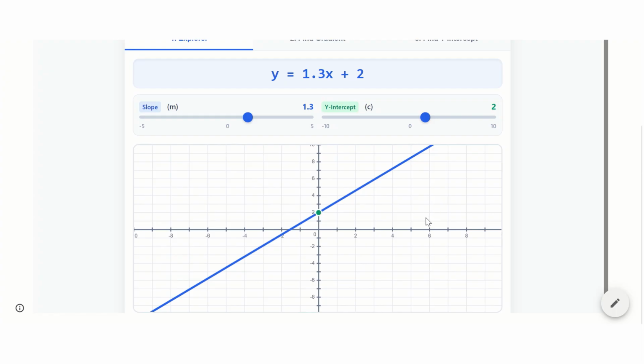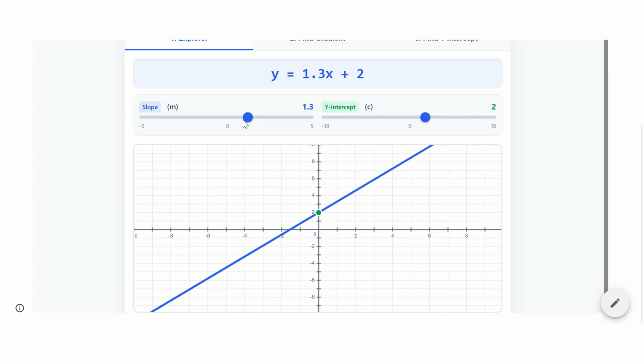So if you look at the screen, currently the equation of the straight line is y equals 1.3x plus 2. And if you look carefully, there are actually two very important properties here: the slope, represented by the letter m, and the y-intercept value, represented by the letter c.